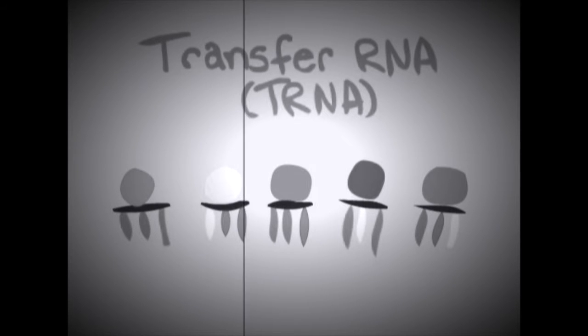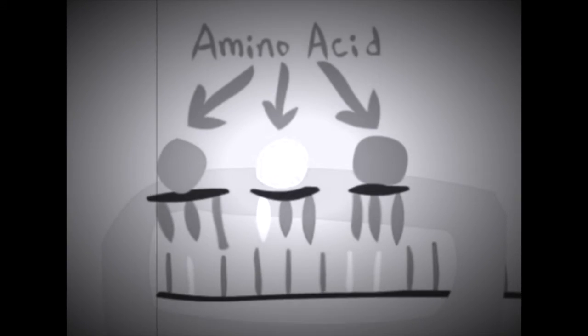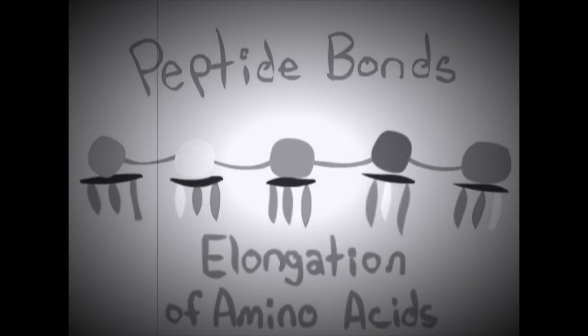While the mRNA is in the ribosome, the tRNA are trying to match up with the mRNA's code. Each tRNA holds an amino acid, and the amino acids create peptide bonds. As more tRNAs are brought together, the protein chain becomes larger as more amino acids are added on. This process is called the elongation of amino acids.